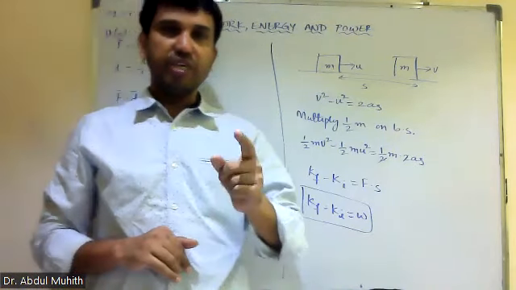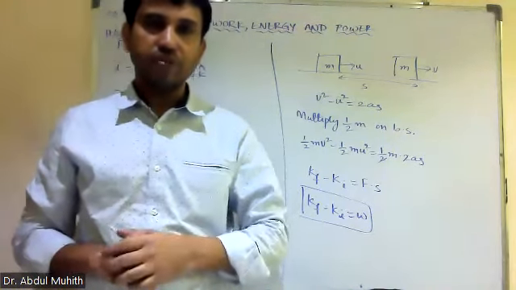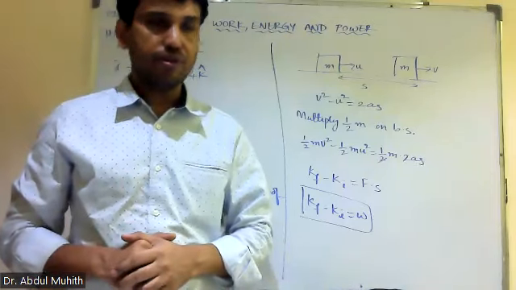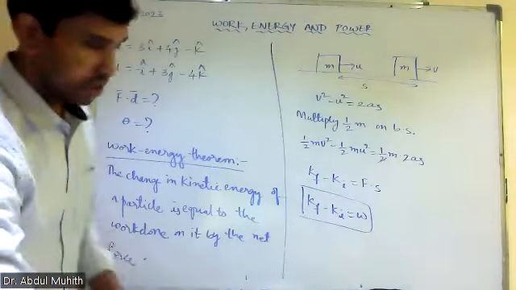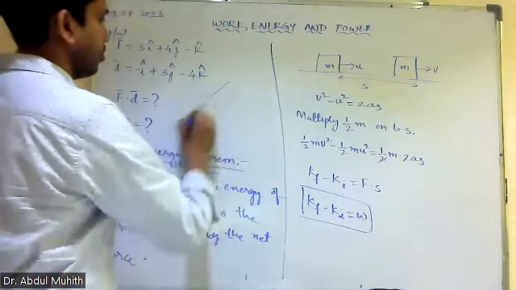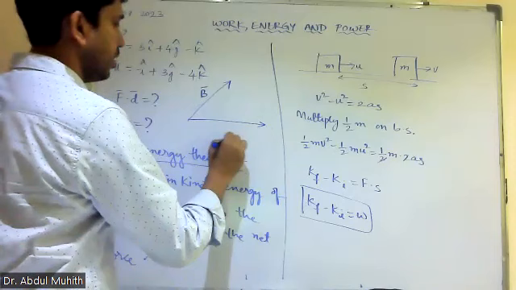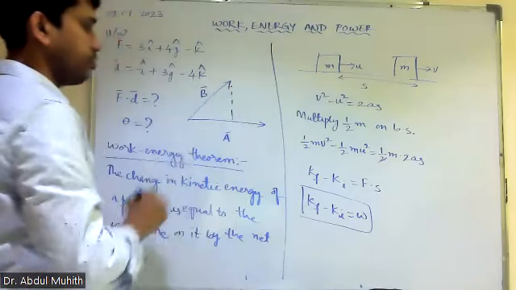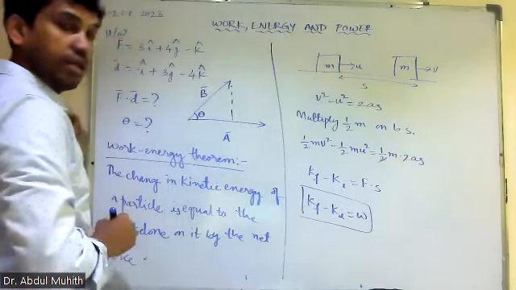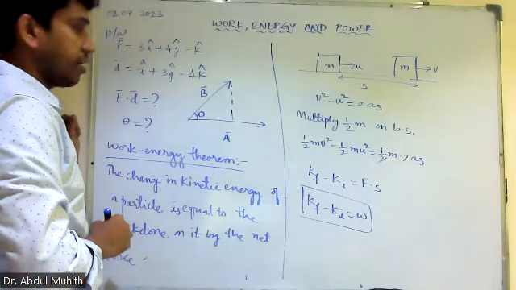Now, what is B on A called? The projection of B. Suppose this is vector B and this is vector A. This line is said to be the projection of B on A. Is that clear? And theta is the angle between the two vectors.